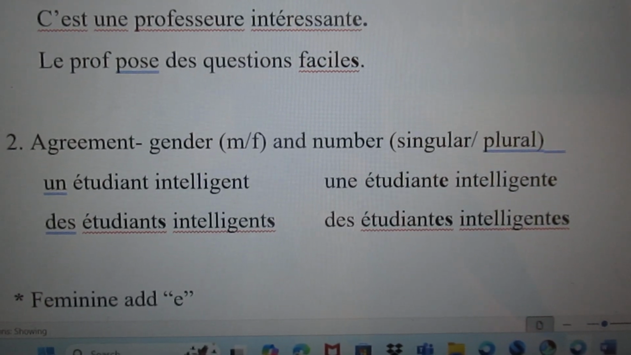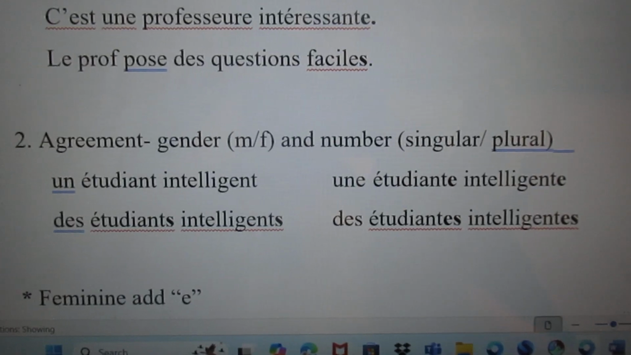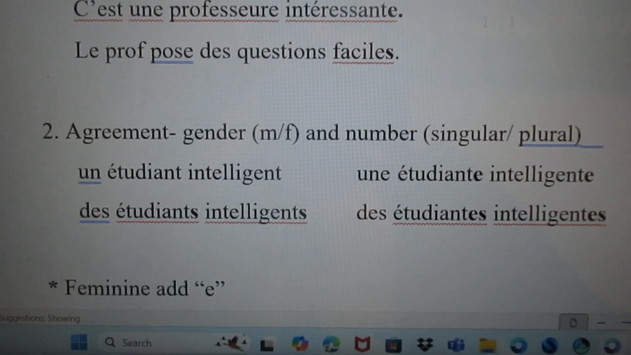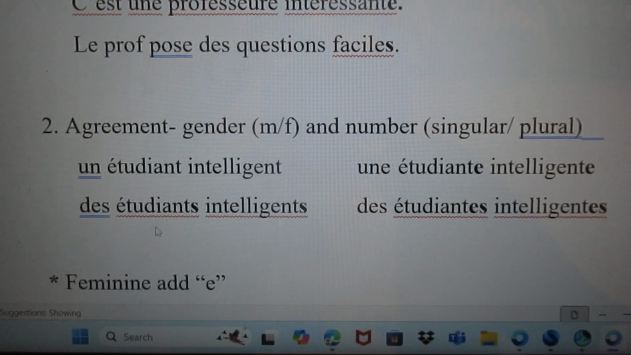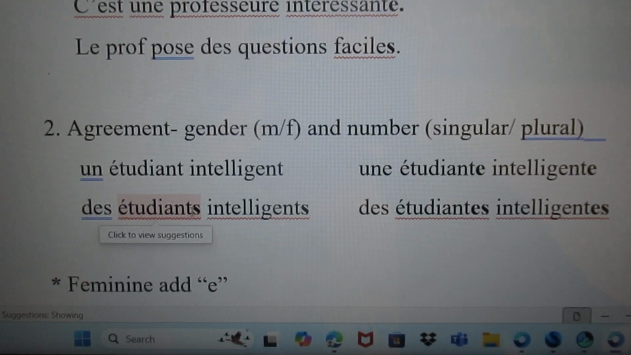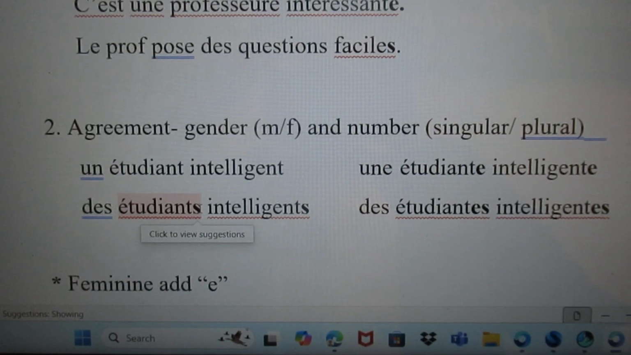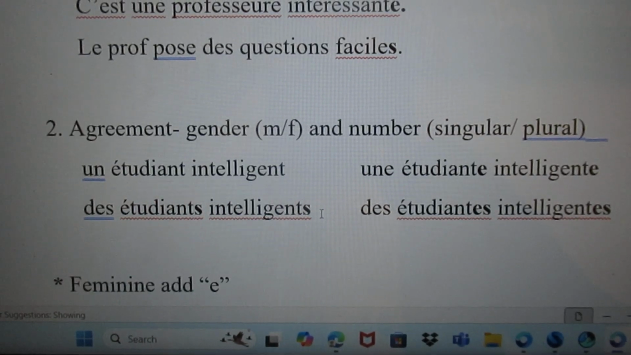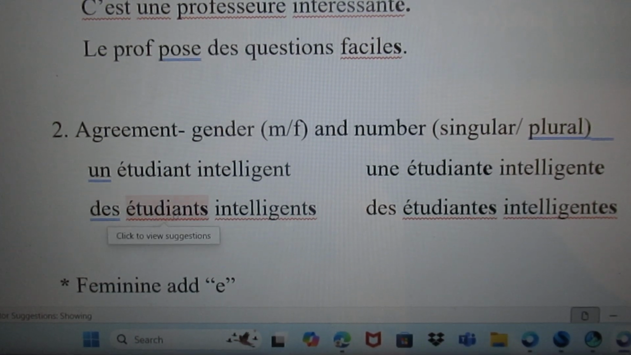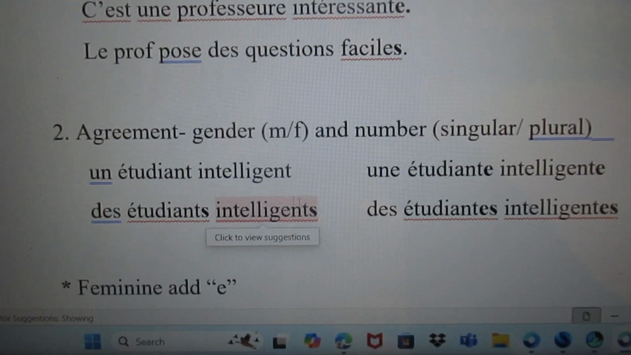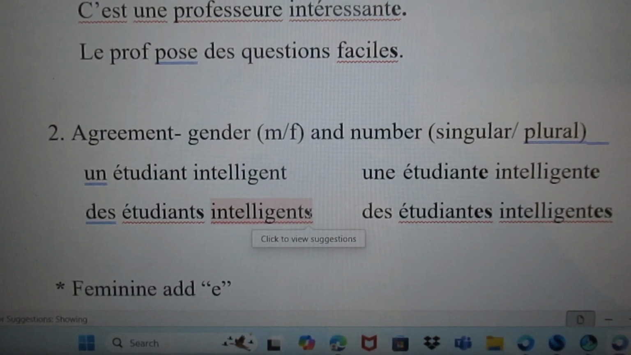Okay, let's look at our agreement in number. So you have des étudiants. So here I know I have more than one student. Des étudiants, and I have my S. That's telling me it's plural. And then I have intelligent, which also has an S. So everything agrees. Des étudiants intelligents with an S.